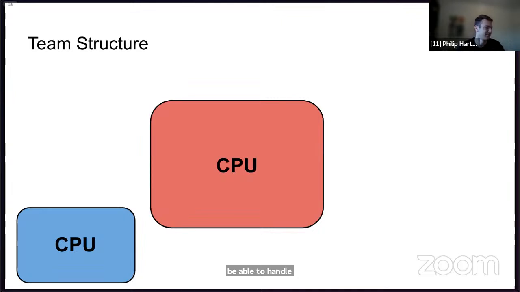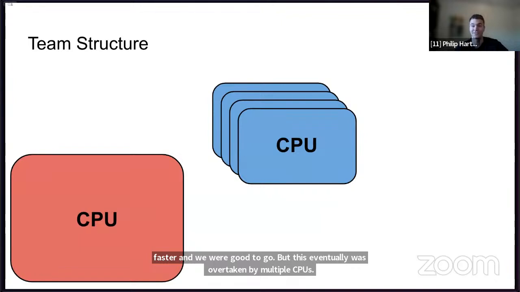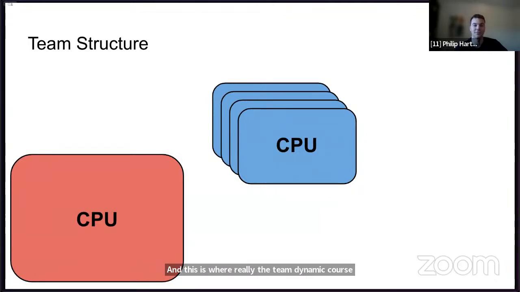But this eventually was overtaken by multiple CPUs. And this is where really the team dynamic, of course, comes in, because we're doing multiple cores. So now we have multi-core CPUs that beat out one single core CPU that might be much faster. That first CPU might be faster than any one of those cores, but having 4 moderate-sized cores, even though it requires a lot more effort to use them, just completely beats it. That's why everyone's switched to this approach now.